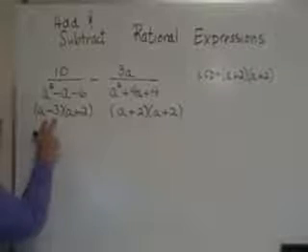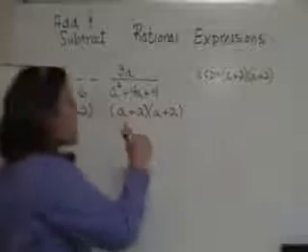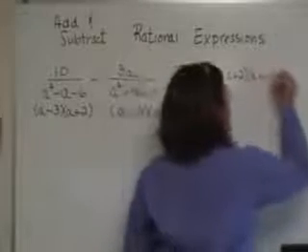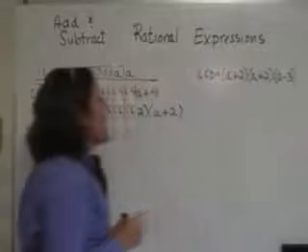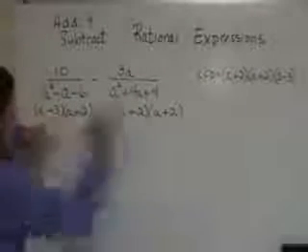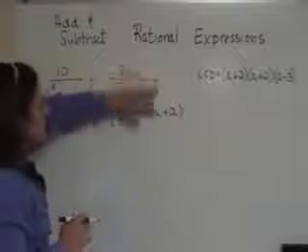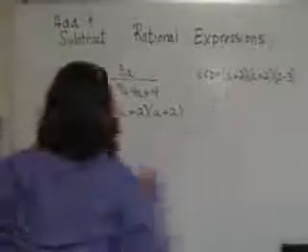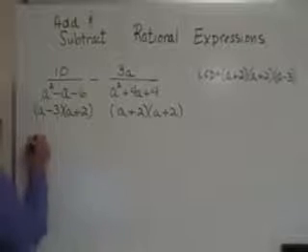Finally, a minus 3 occurs here once. It does not occur here at all. It must be in my common denominator, a minus 3. Finally, I need to take this fraction and get another a plus 2 in the denominator, and I need to take this fraction and get the a minus 3 in the denominator. Let's do that.